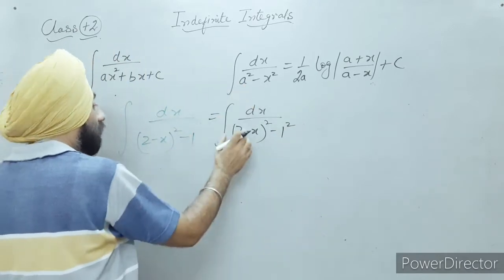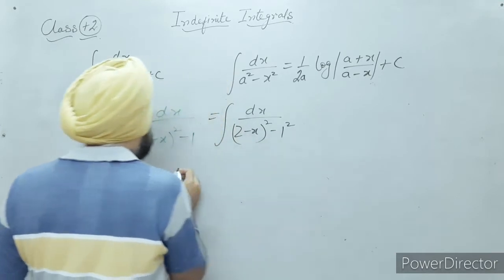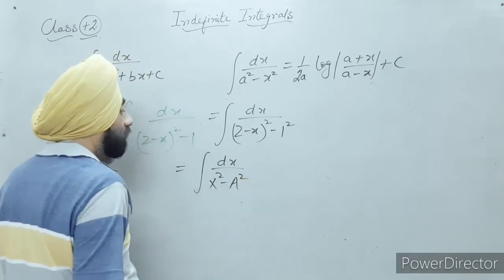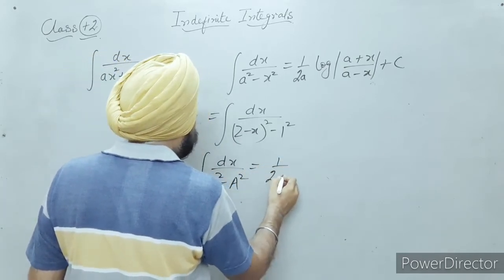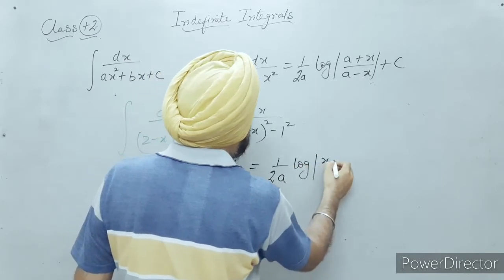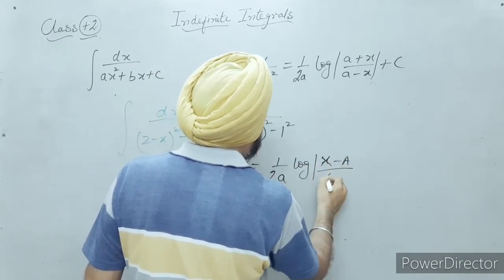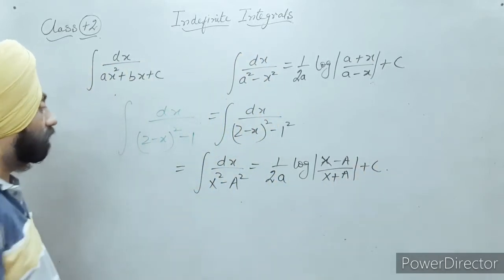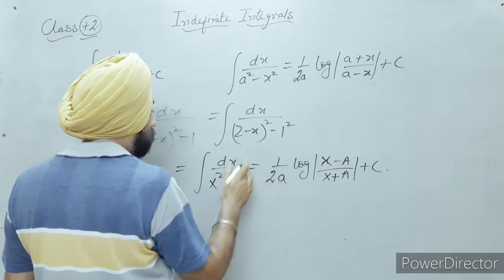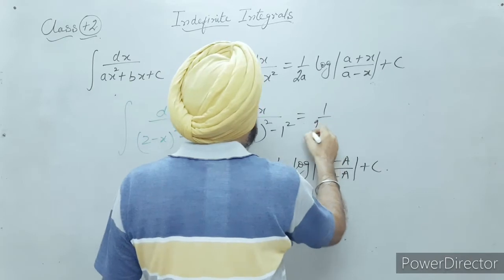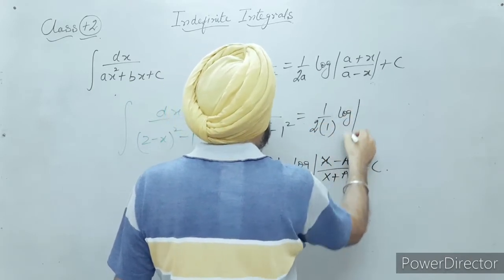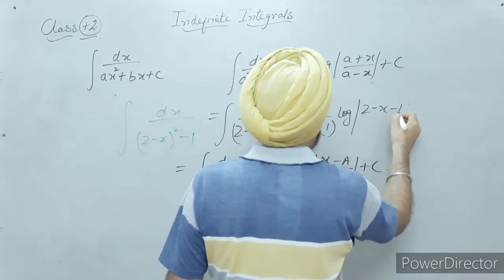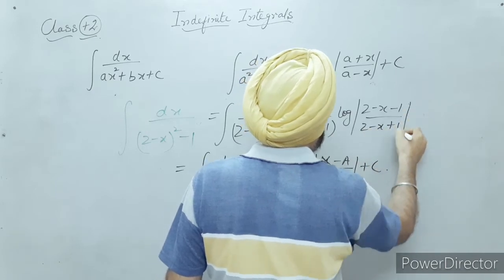Again, the same formula I can apply is for x square minus a square. That is, I will apply this formula now. It is x square minus a square, right? It is 1 over 2a log of x minus a upon x plus a plus c. So for x square minus a square, the answer will be 1 over 2a log of x, where x is here 2 minus x, minus of 1 upon 2 minus x plus of 1, plus c.